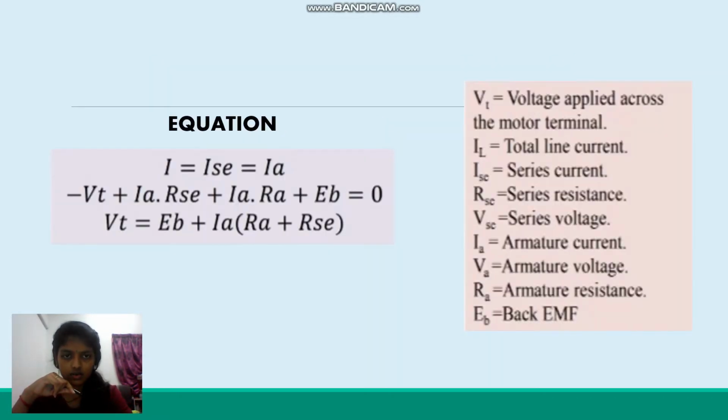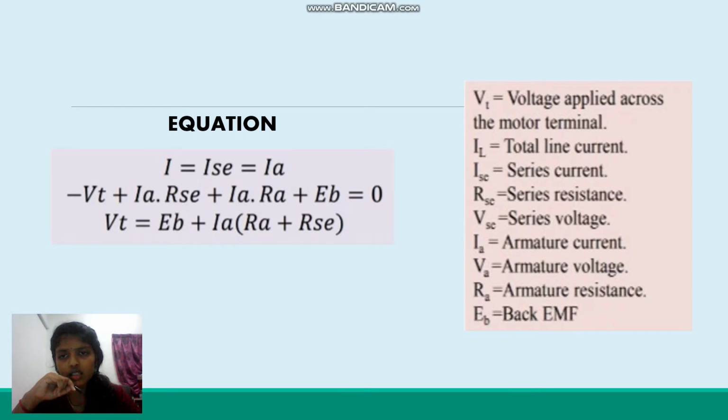So the next one is the equations. The first: I equals ISC equals IA. I means current, ISC means series current, IA means armature current. And the second one is negative VT plus IA times RSC plus IA times RA plus EB equals 0.